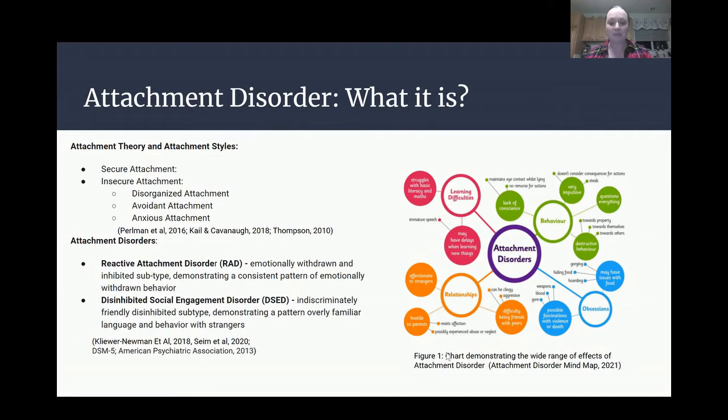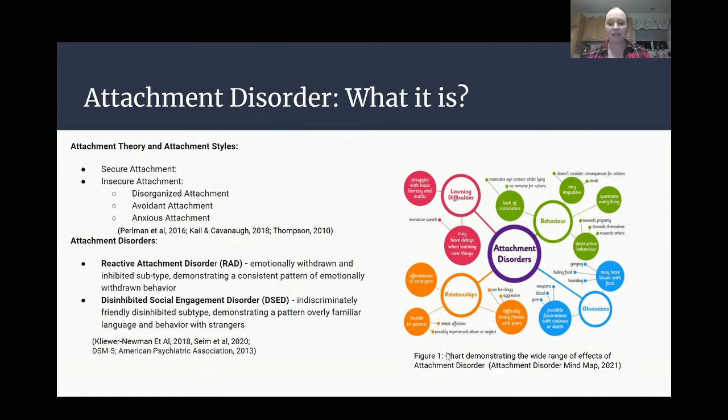True attachment does not begin to form between the child and primary caregiver until 6 to 8 months. It is the first social relationship, and children and infants who do not have a good first relationship experience are more prone to have other developmental problems.